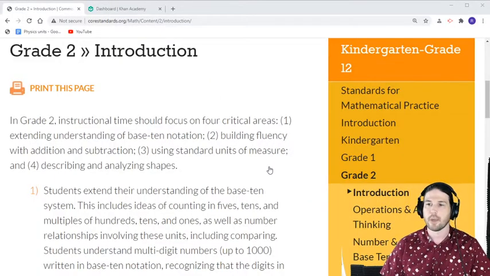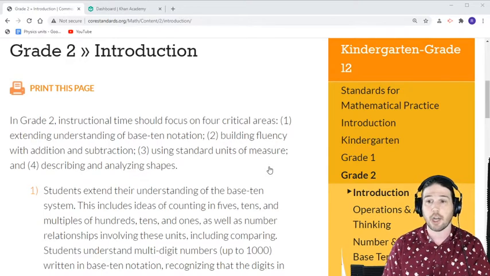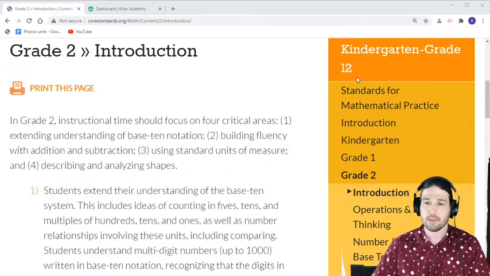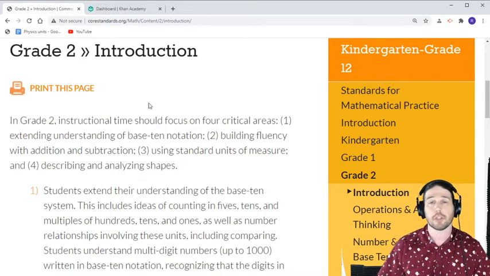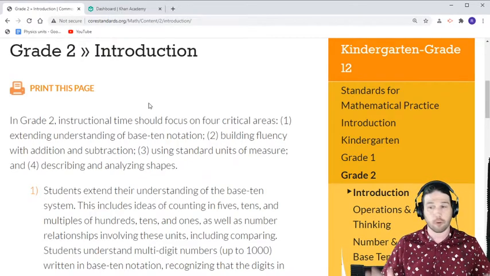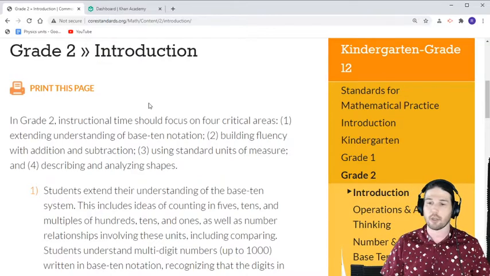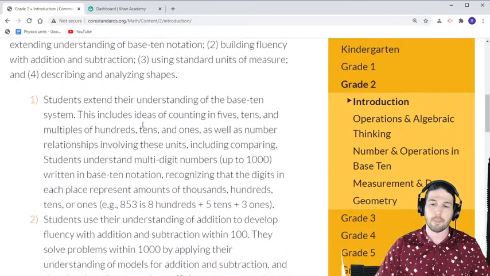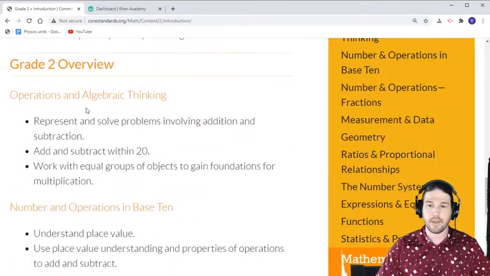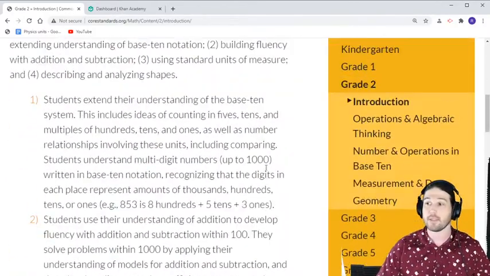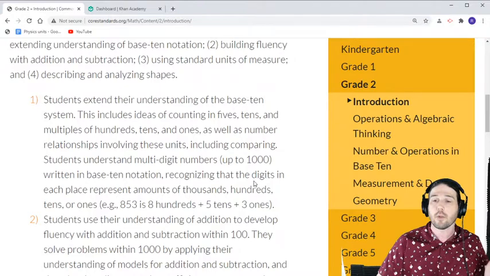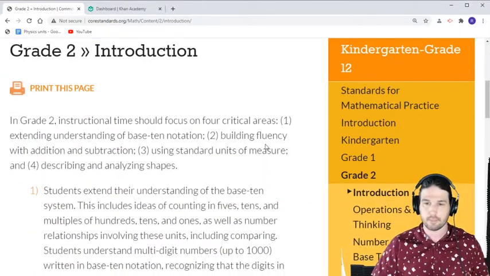Okay, so here we are on the Common Core math website, corestandards.org/math. But as you can see, we are here at the grade 2 introduction. And as before, I'm just going to read it all the way down. We start with some big ideas, and then a quick overview, and then we will talk again about the mathematical practices that we talk about at the beginning of every single one of these grade levels.